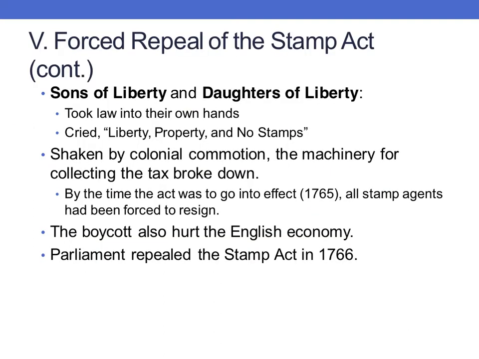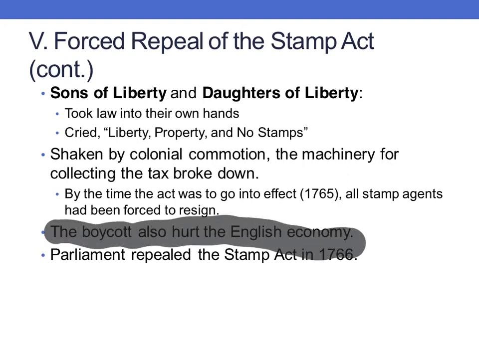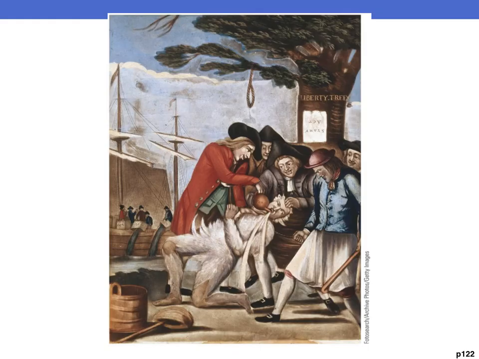Besides the Stamp Act Congress, you're also going to have the Sons of Liberty and the Daughters of Liberty working to get the Stamp Act repealed. What's going to happen is they're going to harass officials. The women are going to provide alternatives to British cloth. And eventually, as it points out right here, the boycott is going to hurt the English economy. And so Parliament will repeal the Stamp Act in 1766. Now, here's the famous picture of the Sons of Liberty tarring and feathering a Stamp Act official.